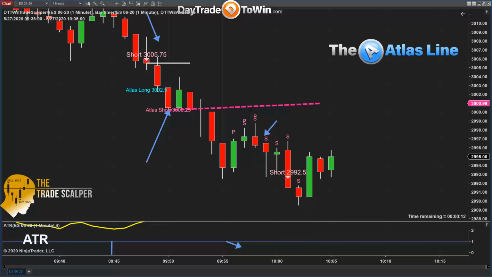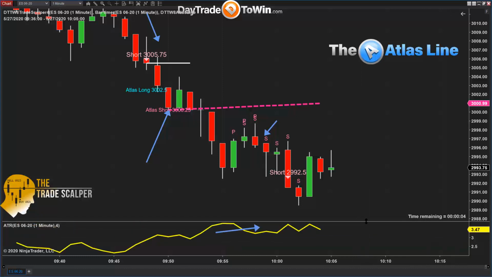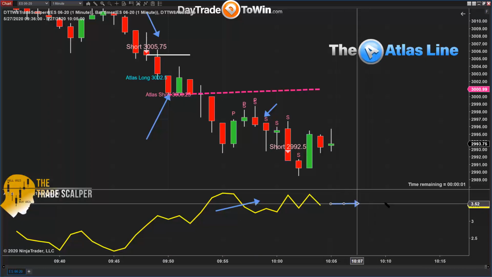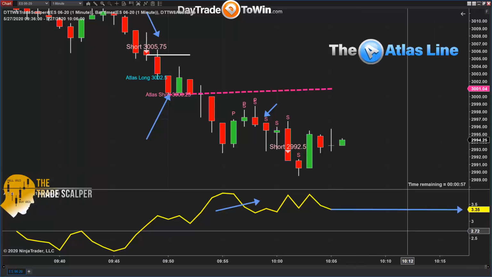So Jason says here, trading based on the 1 minute chart. So the problem, Jason, isn't the 1 minute or the 5 minute. The problem is the volatility, the ATR. So if you look here at the ATR, it says three, and now it says 3.25.